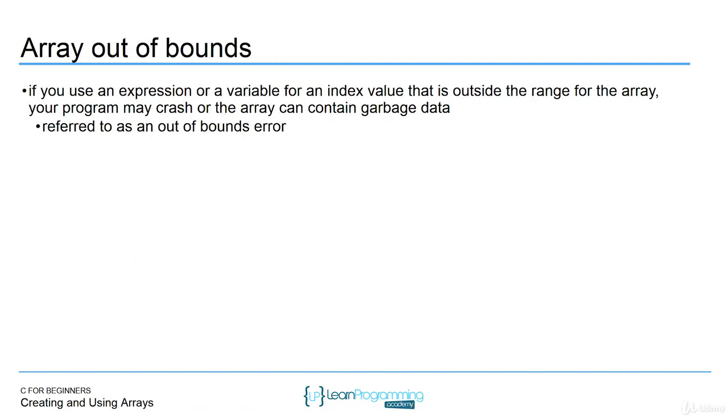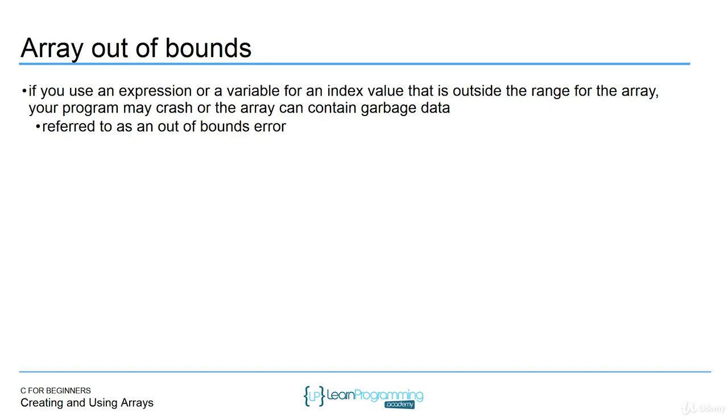So what happens if you try to access an element in the array with an invalid index? For example, trying to access an array of size 10 using 11 or 10 as an index. You're going to have an array out of bounds error. If you use an expression, a variable, or a constant for an index value that is outside the range of the array, and outside the range means either a negative number or a number that's greater than the size minus 1, because they're 0-based. So if you have an array of size 10, and the index is greater than 9, you're going to have an array out of bounds error.